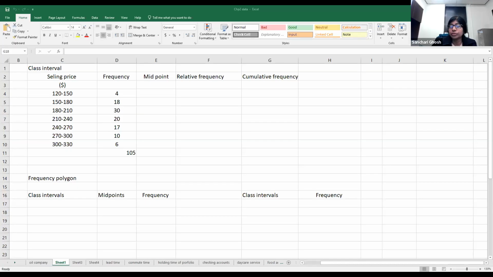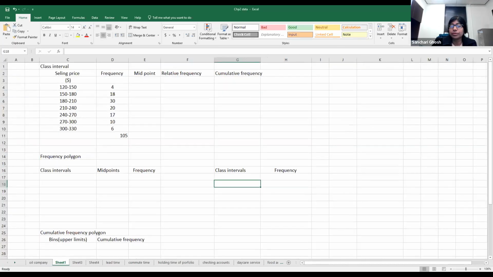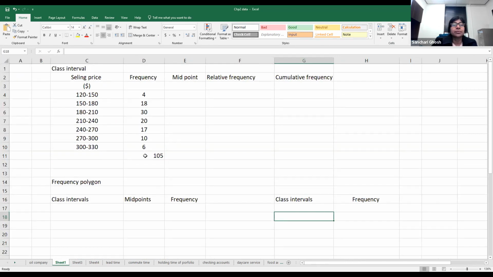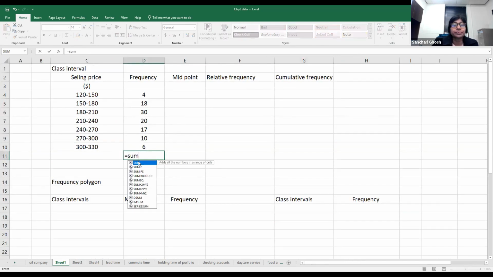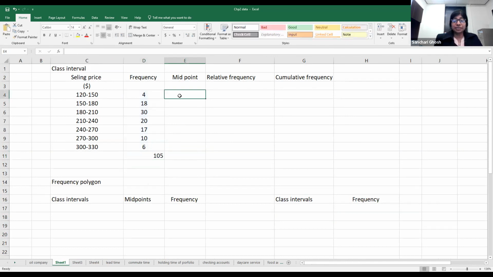I do have the Excel spreadsheet where I copied the problem from scratch. And this is the one that we are doing right now, ladies and gentlemen. Selling price is given. See, I use the sum function in Excel. And I'll give you lots of doses of Excel in the next video on frequency distribution in Excel. 105. Midpoint, I said it's a very easy way: 120 plus 150 divided by 2 is 135. But from that, it is just an addition of 30. Why? Because the class interval is 30.